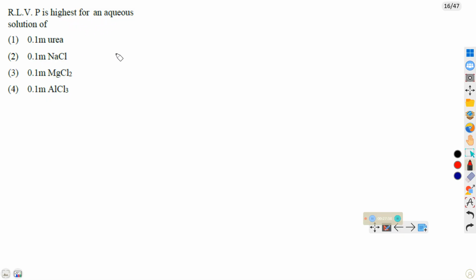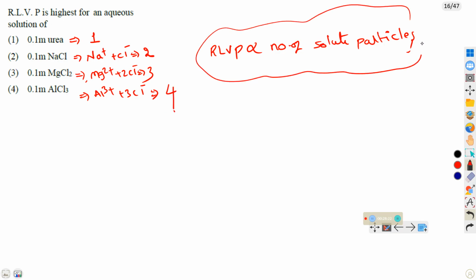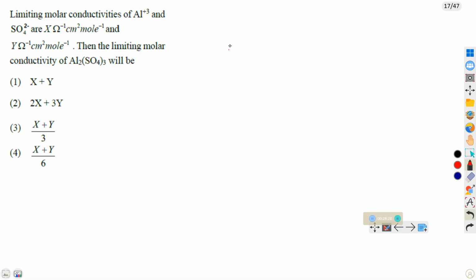Relative lowering of vapour pressure is highest for an aqueous solution of which? RLVP is directly proportional to the number of solute particles, or van't Hoff factor value. Urea dissociation is not possible, so 1 solute particle. NaCl dissociates into Na plus and Cl minus, van't Hoff factor value 2, or number of solute particles 2. Number of moles dissociated, like MgCl2, Mg2 plus and 2Cl minus, and AlCl3, Al3 plus and 3Cl minus. So here it is 4. So highest RLVP, which is directly proportional to the number of solute particles. So the fourth option is correct.